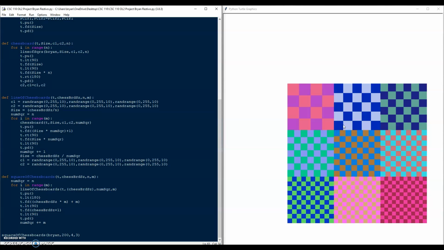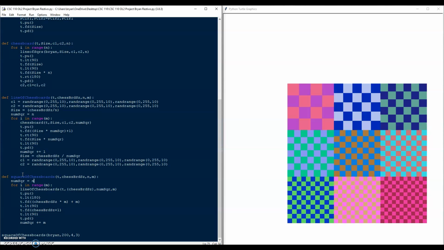It can come back here and draw this square, and then the number of squares in a line of squares increases by 1, and then the size of the square becomes the size of the chessboard divided by the new number of squares, and then I reset the color variables here because if I didn't do that, it would all be the same color. Or it would all be the same two colors, rather.